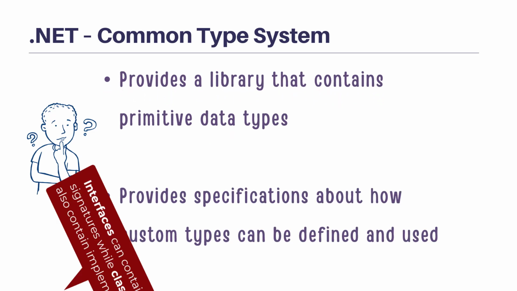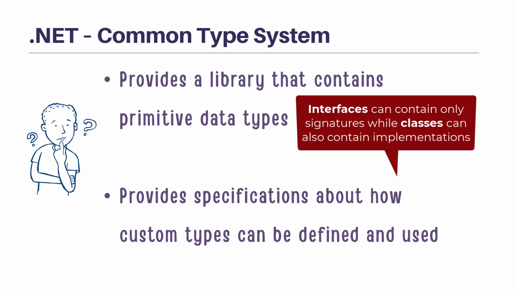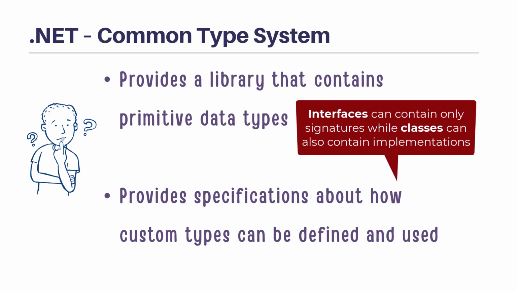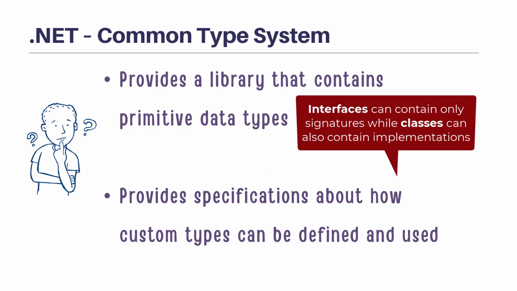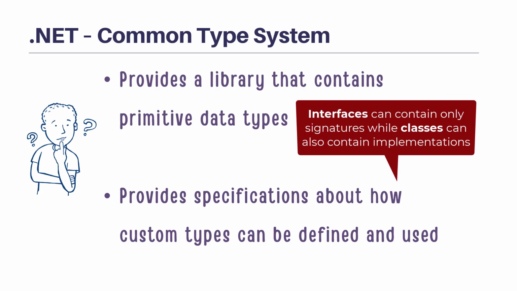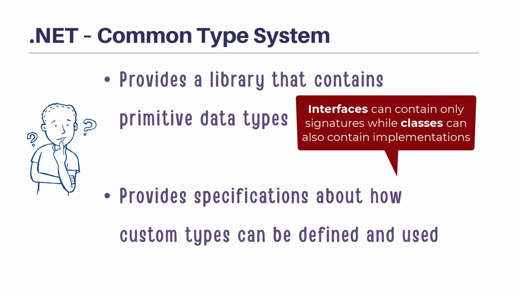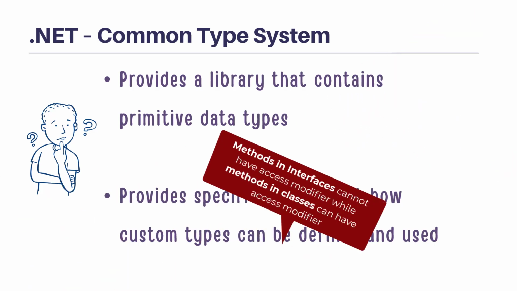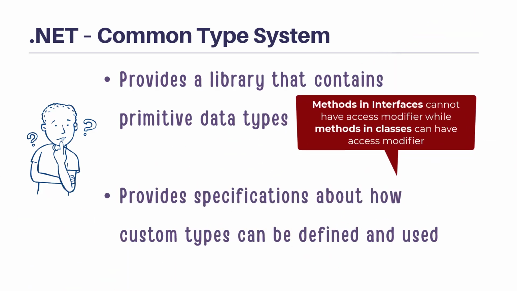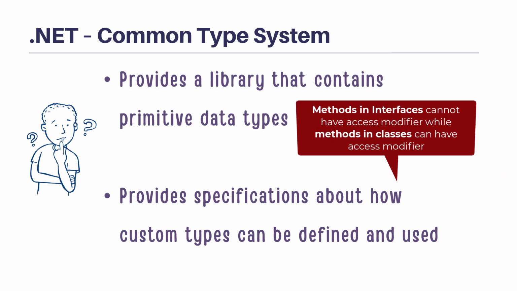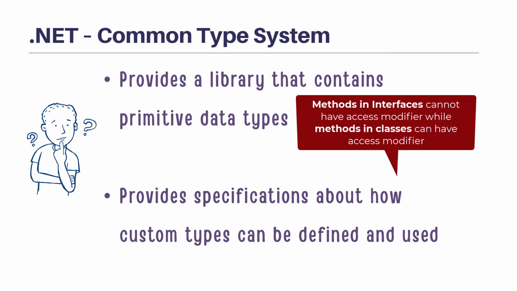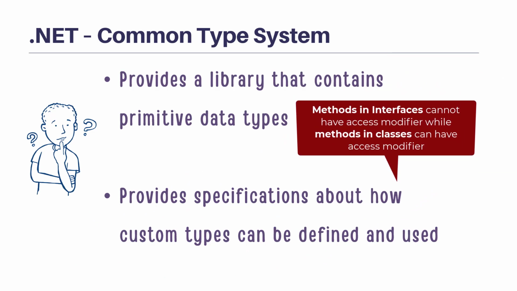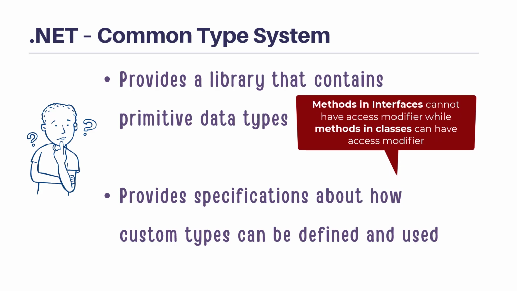Let's take an example. Methods can be declared in the classes, and methods in the classes can have implementation, while interfaces can also contain methods but they shouldn't have implementation. Similarly, when methods are declared in the classes, they can have access modifiers, but interfaces shouldn't have access modifiers specified in the method signatures. And likewise, there are many such rules specified about various things that are supported by .NET.